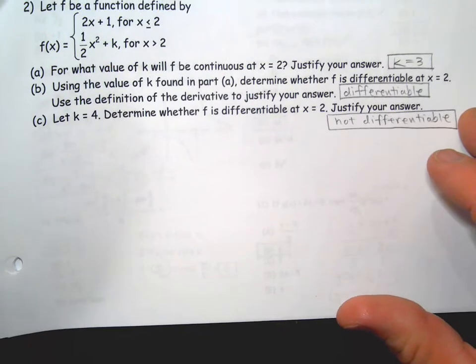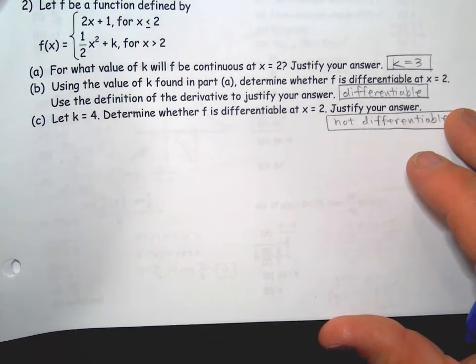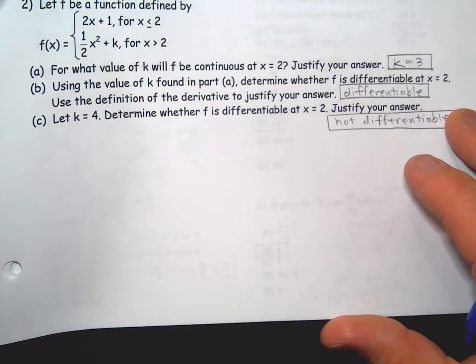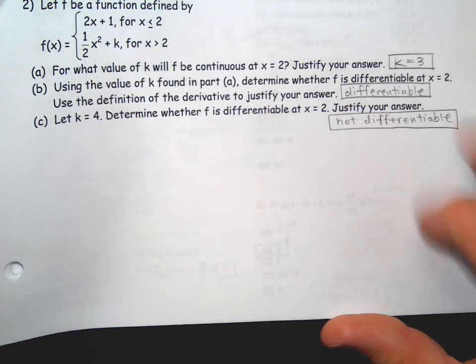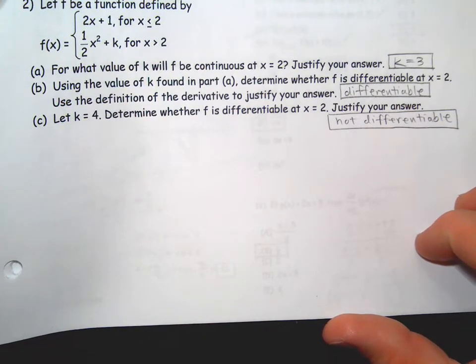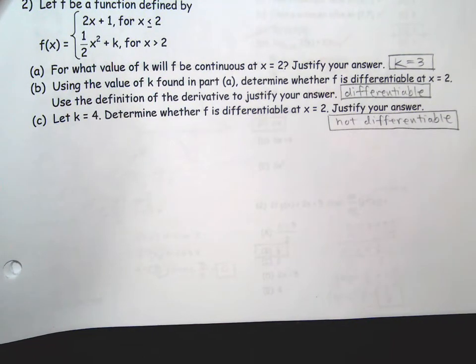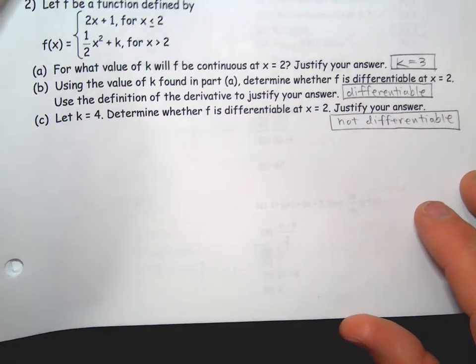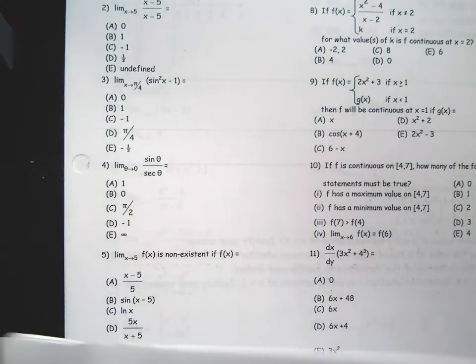It's very similar to problems we've done before. Using that value k, determine if f is differentiable at x equals 2. Use the definition of derivative to justify your answer. It's a little more complicated to use that definition. Let k equal 4. Determine whether f is differentiable at x equals 2 to justify your answer. So those are the answers. So let's go ahead and do these problems.